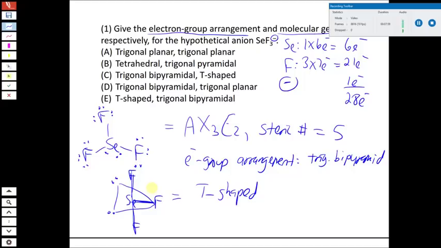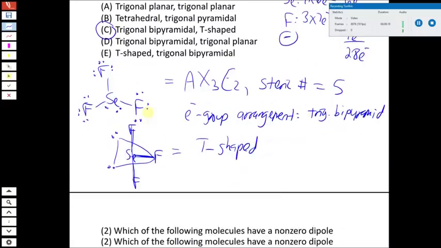So trigonal bipyramidal is the electron group arrangement, and T-shaped is the geometry, so that's going to be choice C, which has both of those correct. All right, so questions on VSEPR or the difference between electron group arrangement and molecular geometry, anything along these lines that I should highlight for you or go into more detail? All right, if not, we'll keep going then.